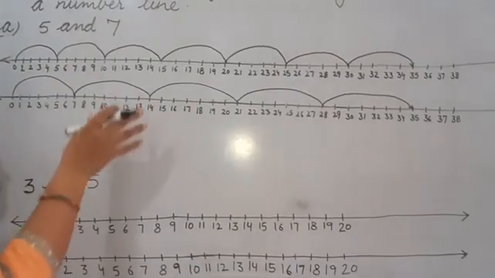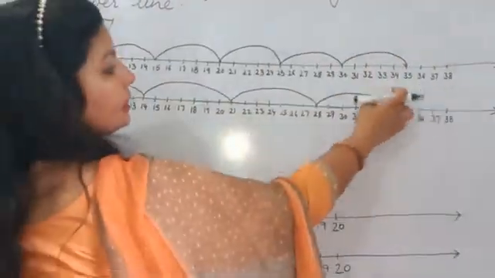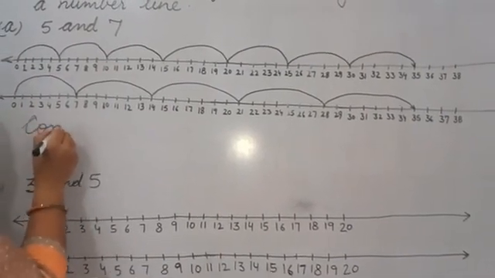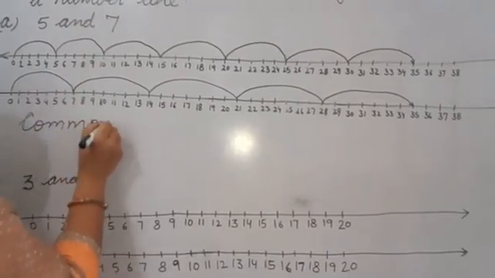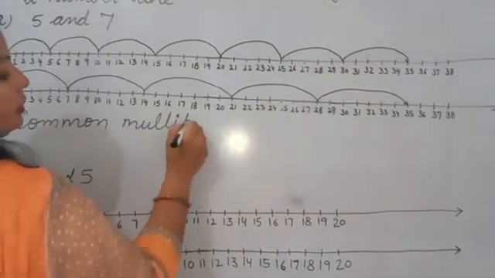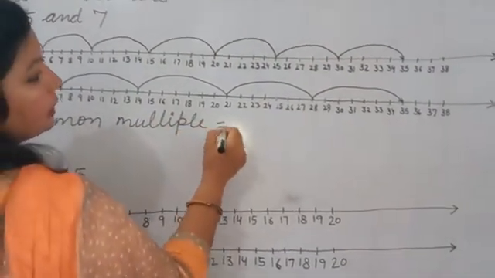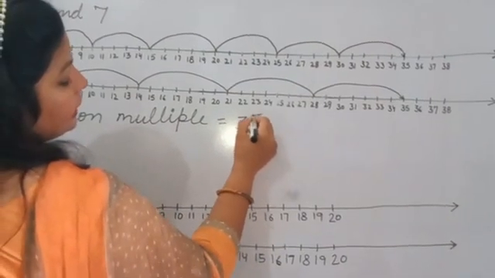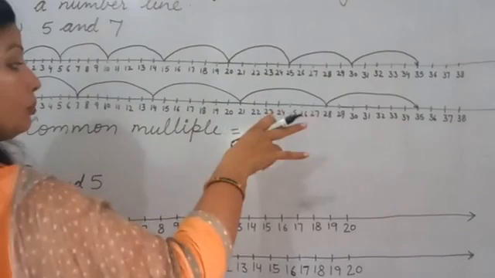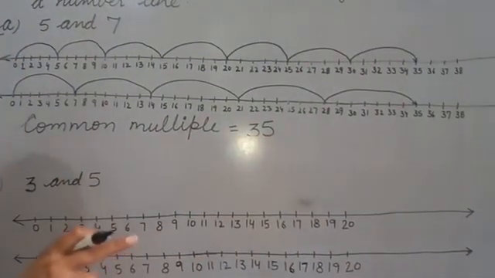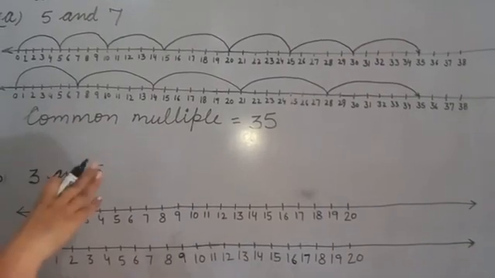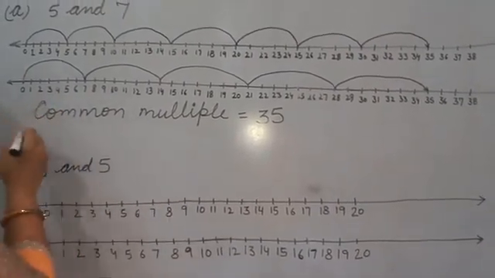Now here we will take the common. So what is common here? 35. So we write here common multiple. What is the common? 35. And this is the first common. सबसे पहला common हमें यही मिला है, first common. So that will be our LCM, because this is the common and this is the first common. So that is our LCM.